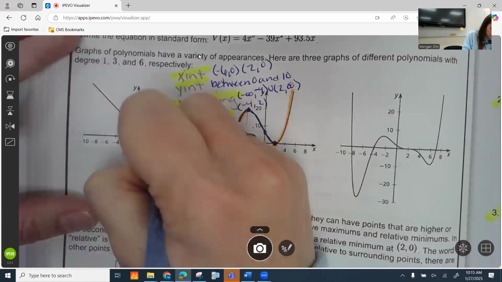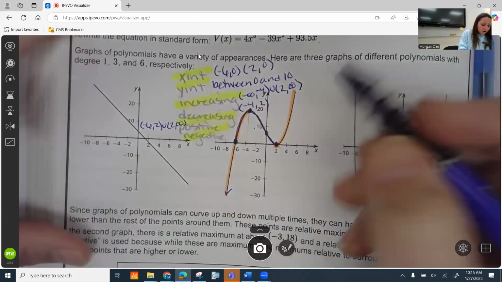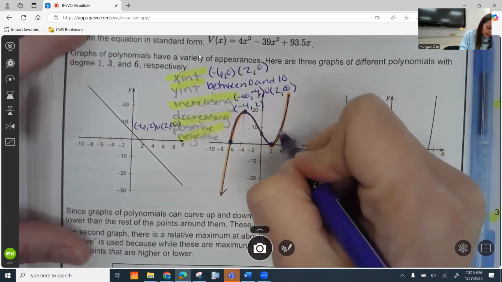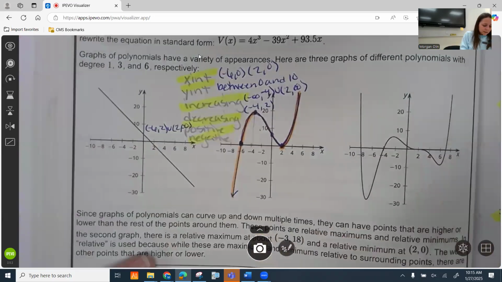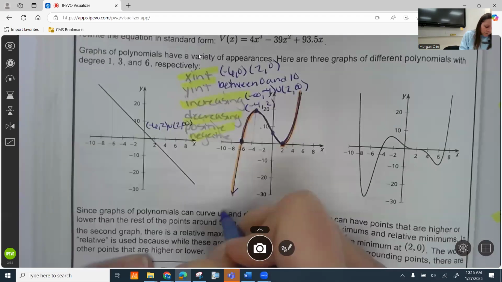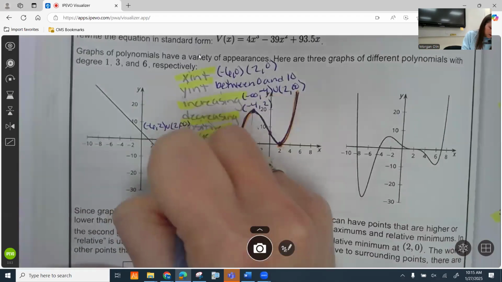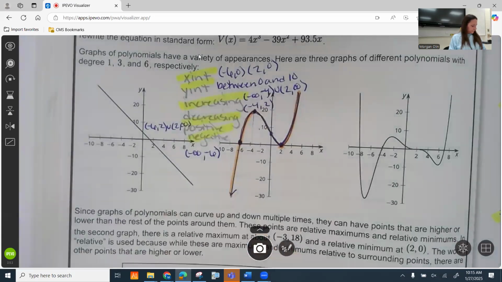So now what I'm going to do is pick back up at 2 and go to infinity, because it's also positive here. It's above the x-axis here. And then it's below the x-axis, that's when it's negative, from this point to -6. So we start from the left-hand side and we say negative infinity, and then we say to -6.